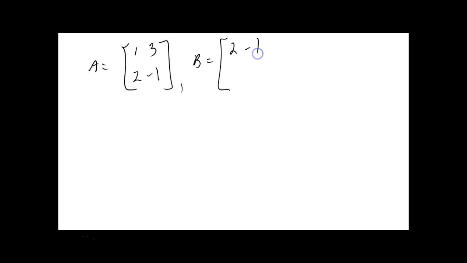It's showing that 2 matrices that you can multiply, AB and BA, are not necessarily equal. In fact, most of the time they're not. Here's matrix A, simple 2 by 2, 1, 3, 2, negative 1. Matrix B, another 2 by 2, is 2, negative 1, 0, 2.